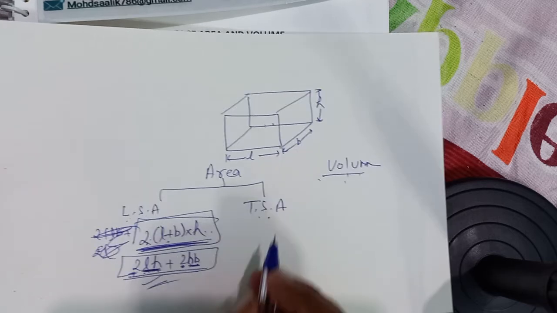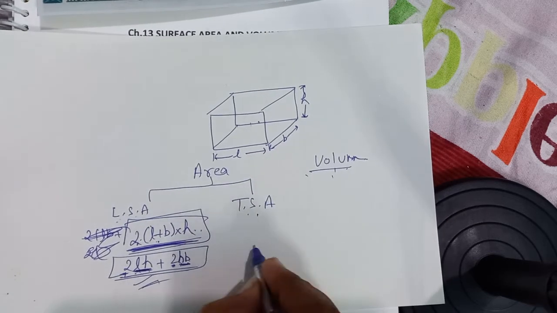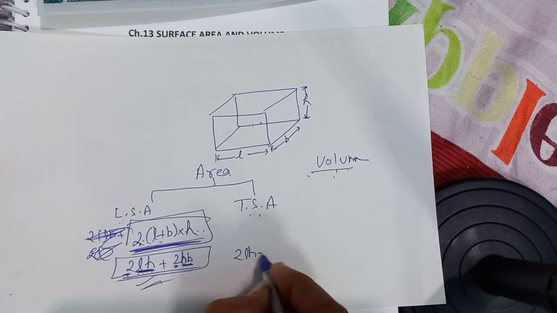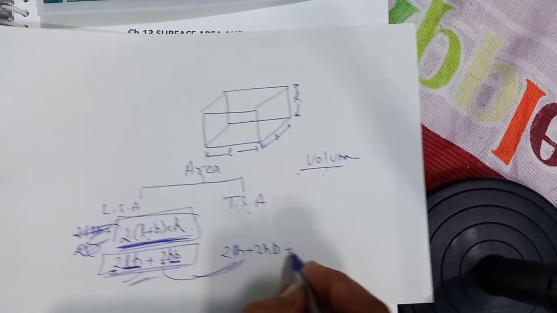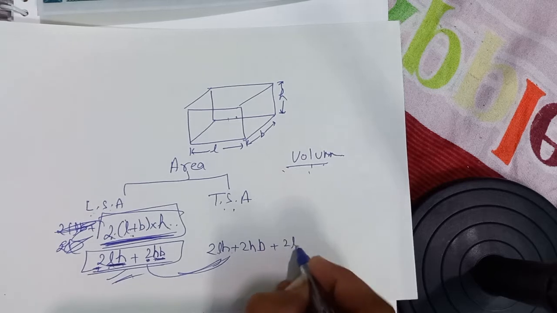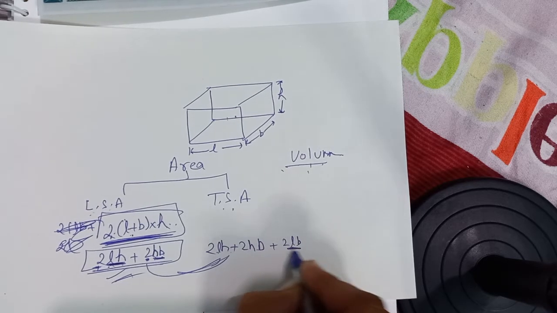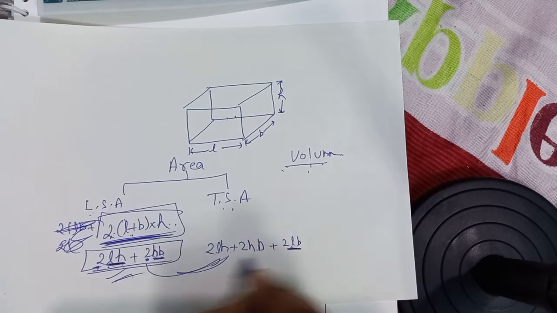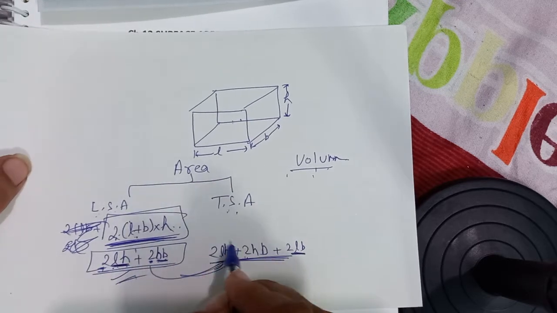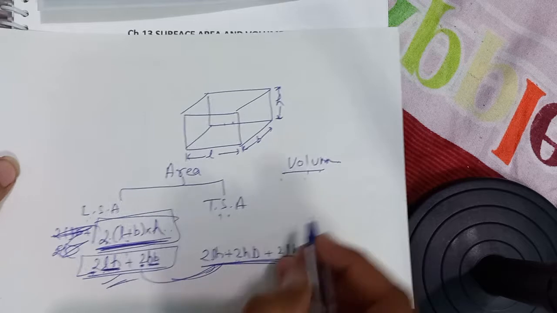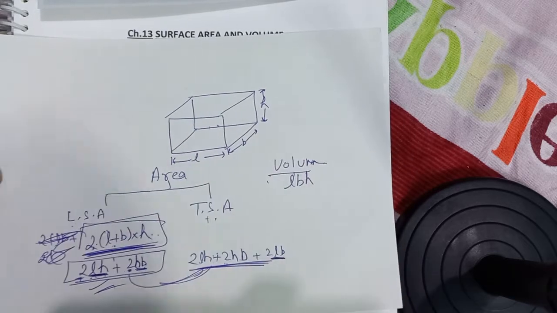Now TSA. In TSA, 2LH and 2HB both remain the same, and 2LB is added: one LB for the top and one LB for the bottom. This is the TSA. TSA is always greater than LSA because the top and base are included. Volume is L into B into H.